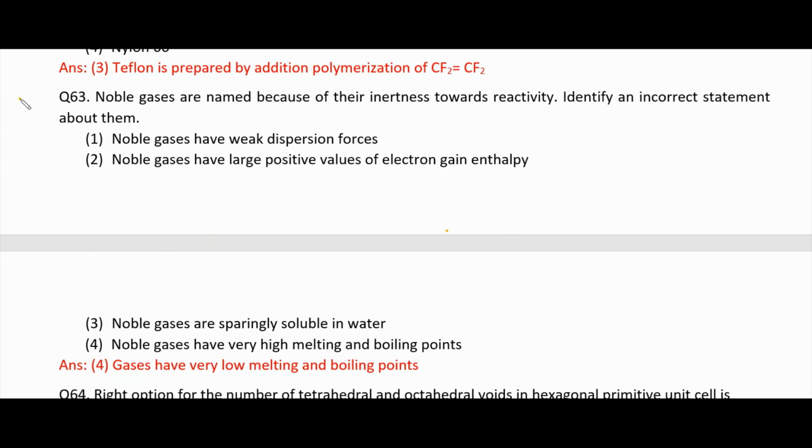Question 63. Noble gases are named because of their inertness towards reactivity. Identify an incorrect statement about them. If you go through all these four options, we find the fourth option's statement is incorrect: noble gases have very high melting and boiling points. It is incorrect because noble gases have very low melting and boiling points.